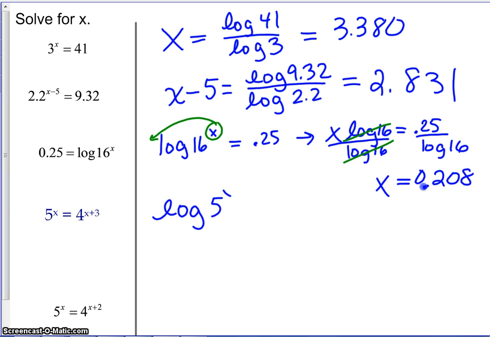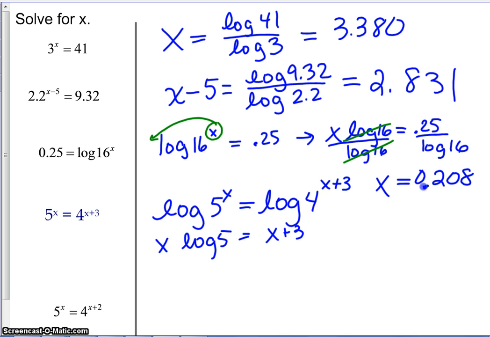So you say the log of 5 to the x. I think it just works better if you think of it this way. Equals log of 4 to the x plus 3. And then for both of them, you're going to move your exponents and make them the coefficients. So x times log of 5 equals x plus 3 times log of 4.